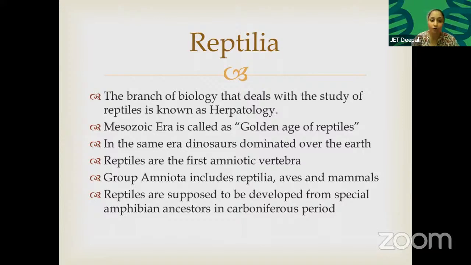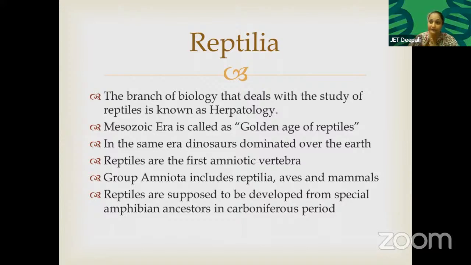Okay. Group Amniota includes reptilia, aves, and mammals. So whenever we will be studying about the group Amniota, we will study about reptiles, aves, means birds, and mammals. Reptiles are supposed to be developed from amphibian ancestors in the Carboniferous period. These amphibians like tailed salamanders and all these gave birth to the reptiles.